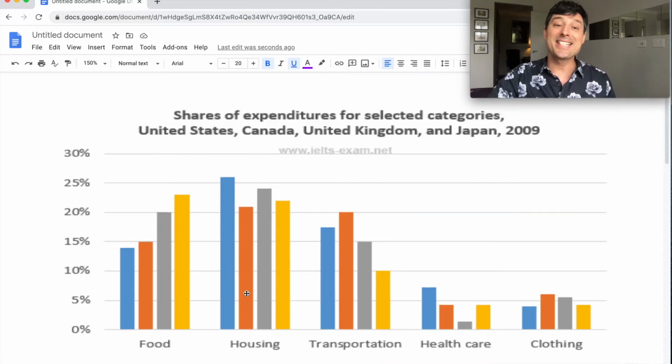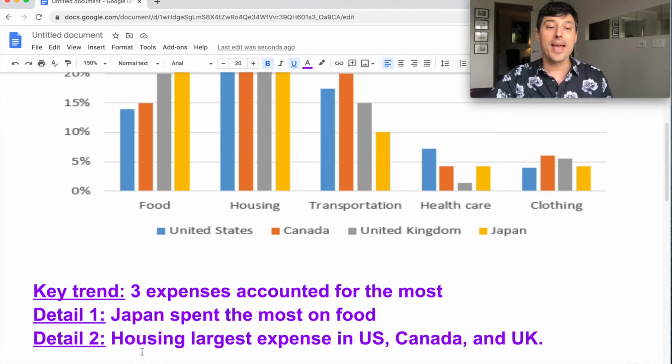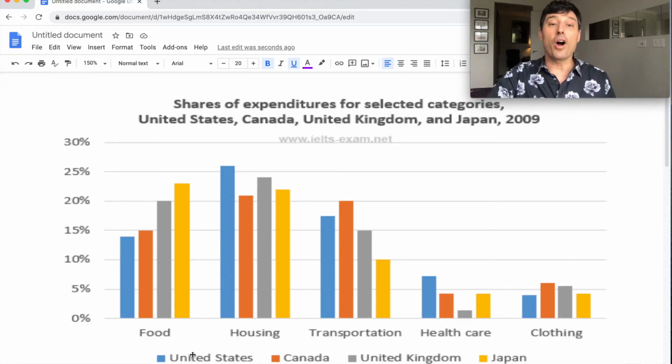So the second detail I see is that if we look at housing, the US, Canada, and the UK spent more on housing than they did on other expenses. So I'm going to say for my second detail, housing was the largest expense in the US, Canada, and the UK. So far we've only been talking about these big groups for our details.